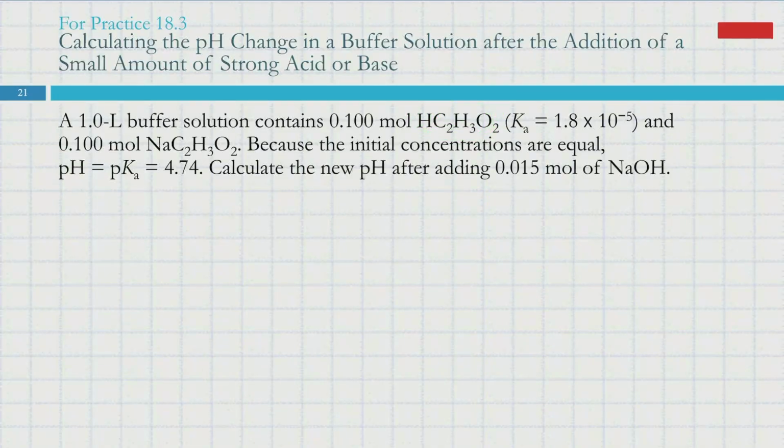We're also told additional information. Because the initial concentrations are equal, pH equals pKa equals 4.74. Calculate the new pH after adding 0.015 moles of sodium hydroxide.